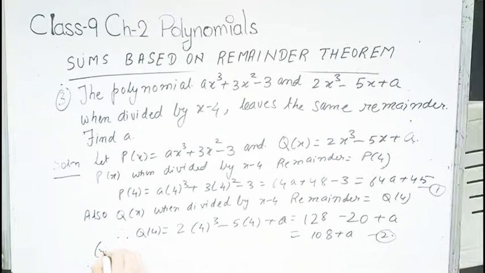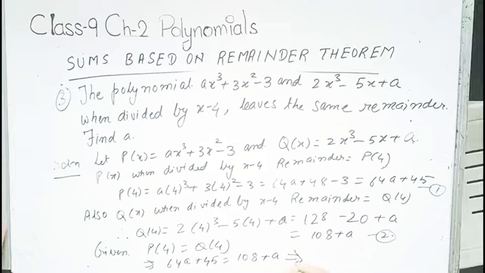Now given P(4) equals Q(4), this implies 64a plus 45 equals 108 plus a. This implies a equals 1 when you solve it.